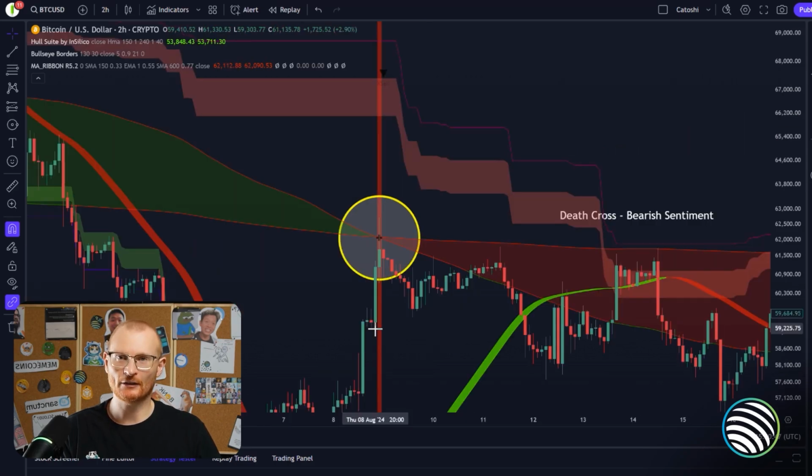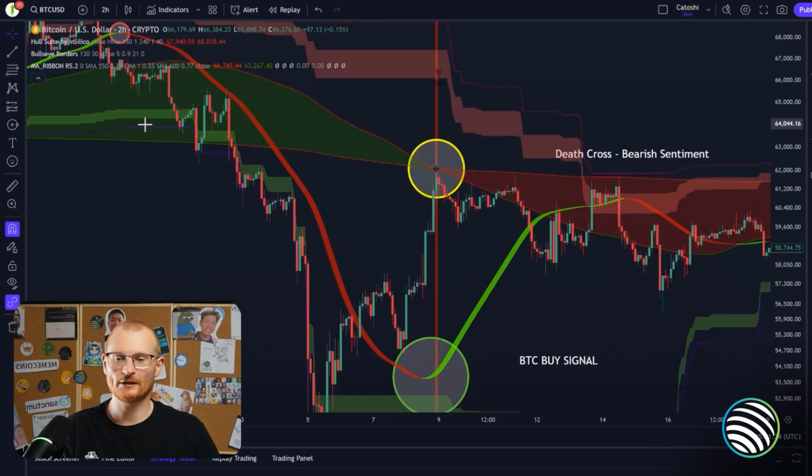Now we have the death cross, where the fast MA crosses below the slow MA. This is bearish momentum. And when the death cross happens, SMA fast crosses below the SMA slow, generally indicating bearish price action. This visual is to show the momentum and not to be traded with solely.